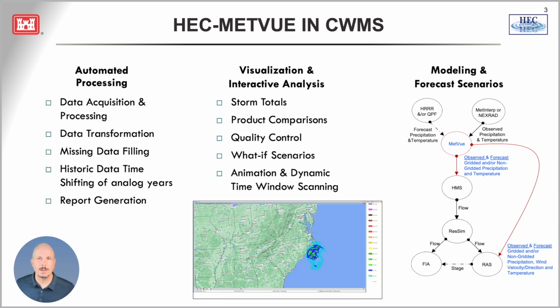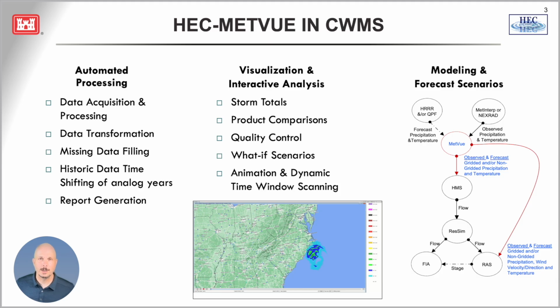On the data side, HEC-MetVue is primarily used for automated data processing, like translating source data formats, such as GRIB and NetCDF, to the HEC-DSS format, and transforming time intervals, 6-hourly forecast data to hourly, for example. Other automated HEC-MetVue applications include filling in missing values, time shifting of historic data, especially for extreme events or analog years, to use as hypothetical scenarios. And HEC-MetVue is also used for automated generation of reports on current and forecast weather conditions.